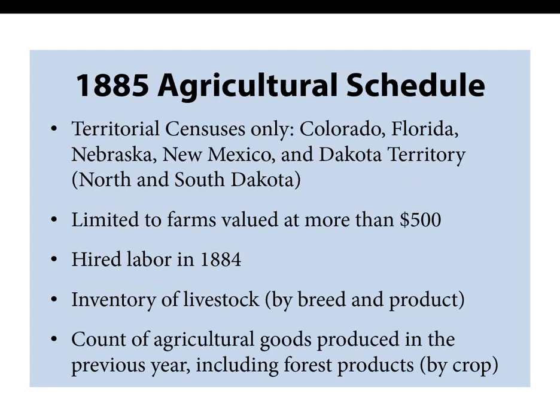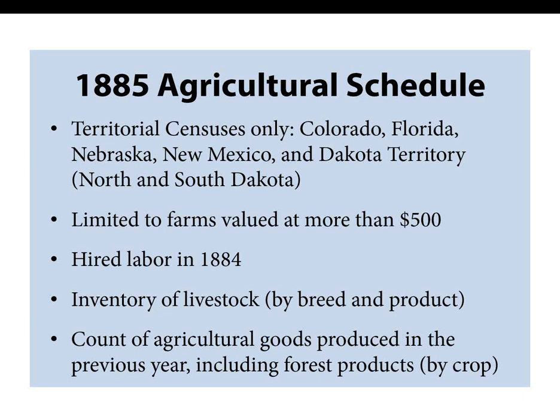And then when we do territorial schedules, so those were done in 1885 for Colorado, Florida, Nebraska, New Mexico, and then the Dakota territories, so North and South Dakota. They're asking even more questions. So again, it's $500, but they're asking about hired labor. They want to know about an inventory of livestock, both by breed and by product. And they want a count of the agricultural goods produced in the previous year. They're even asking about forests. So if you cut down trees, they want to know about that too. There's a whole bunch of questions that they're asking in 1885.